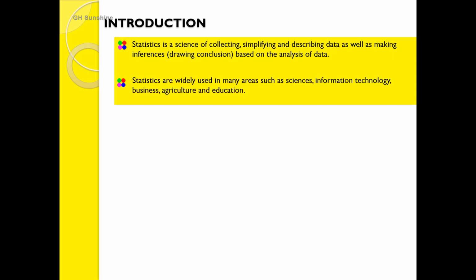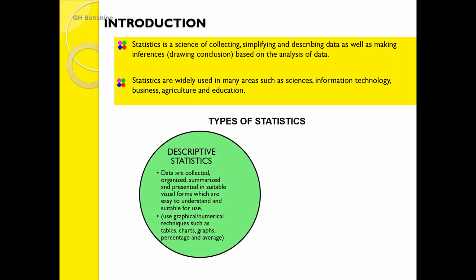So normally statistics is widely used in many areas. For example, sciences, information technology, business, agriculture, and also education. So there are two types of statistics. First one is descriptive statistics. You must remember the word describe. So how we want to describe the data.